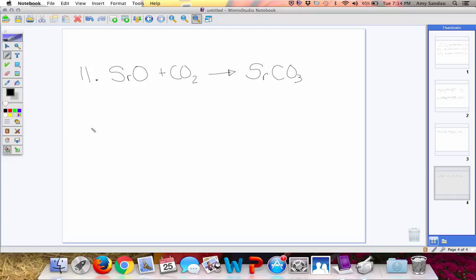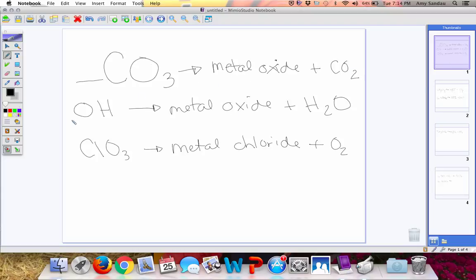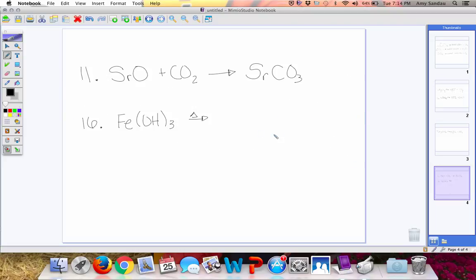Let's take a look at number 16 on the green sheet. 16 on the green sheet has another decomposition, which is Fe(OH)3, and that decomposes. So if you go back to these original ones here, a metal with an OH is going to decompose into a metal oxide plus water.